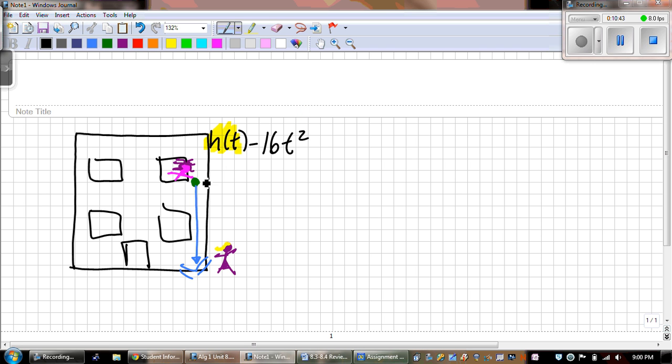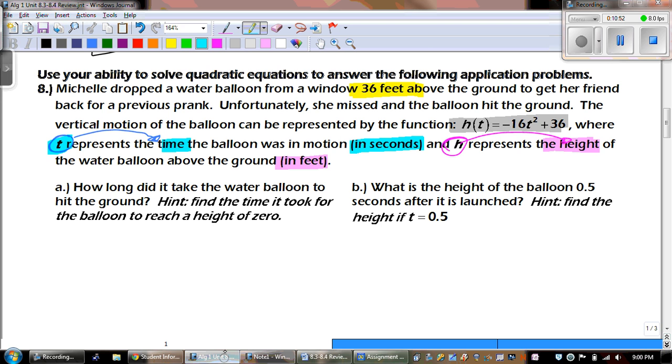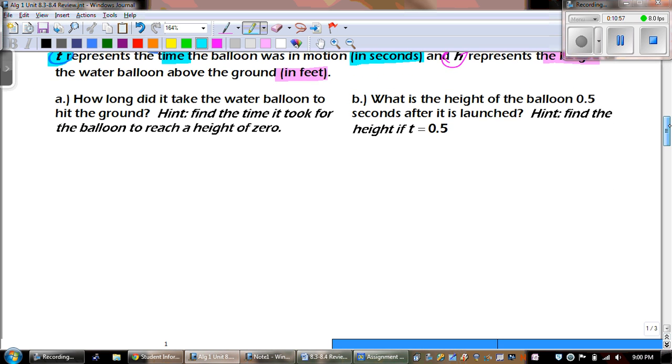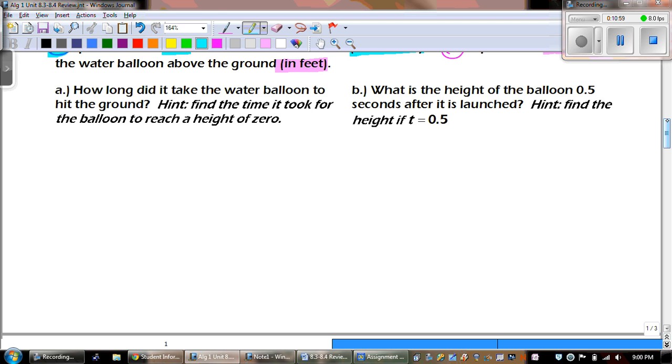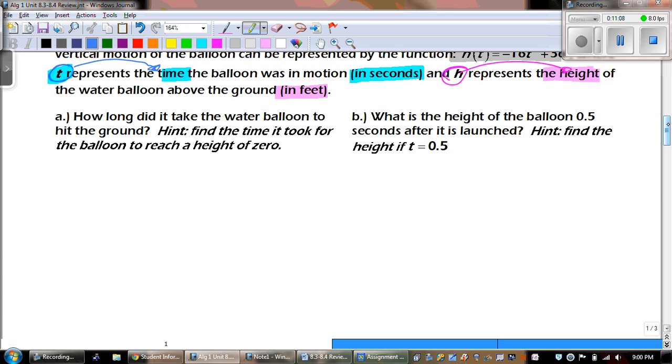And what was the height that she started at? Well, the height was 36, and that's where the 36 comes from in the equation. So let's look at number one, or A. It says, how long did it take the water balloon to hit the ground? So the two things that we're talking about right here are the height and the time.